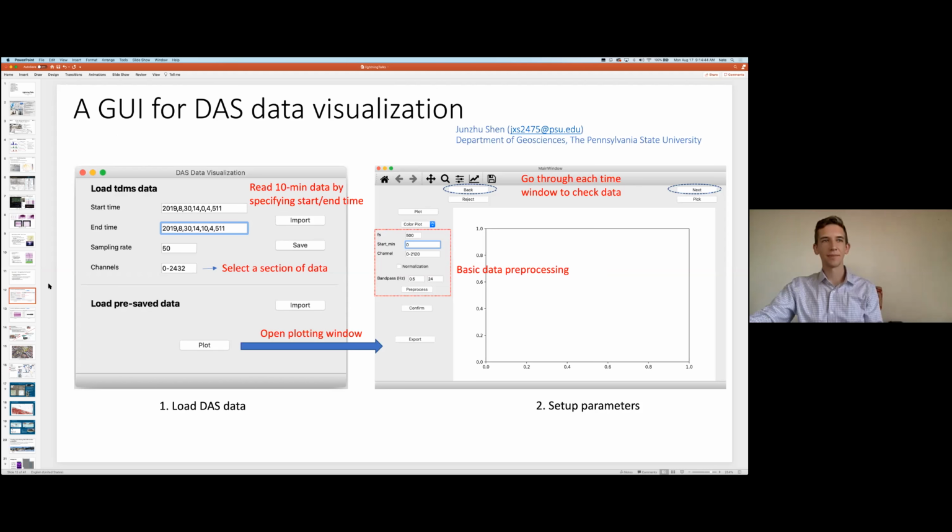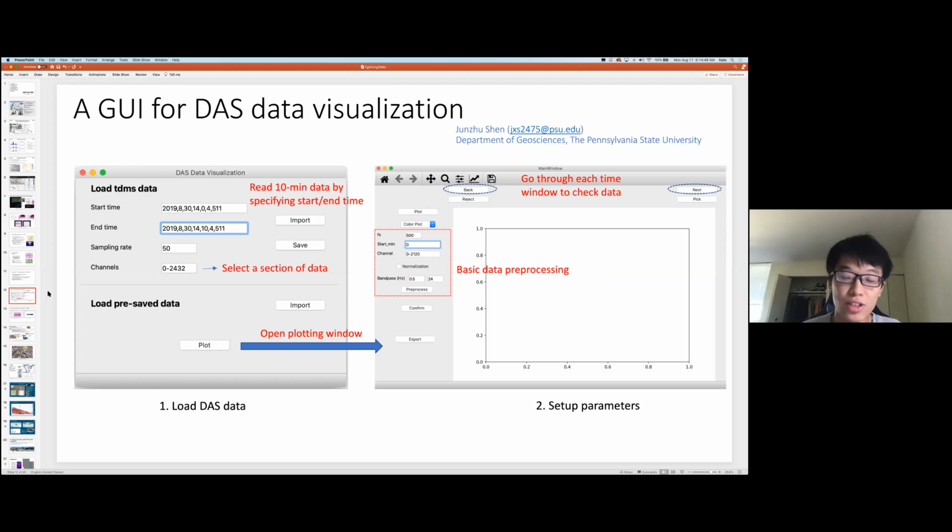Hello, this is Junzhu from Penn State. Since DAS usually comes with huge data sets, I'm going to share the idea of an open source GUI to visualize data straightforwardly. A user-friendly GUI could also benefit a broader group of people who are interested in DAS but don't want to spend time on coding.